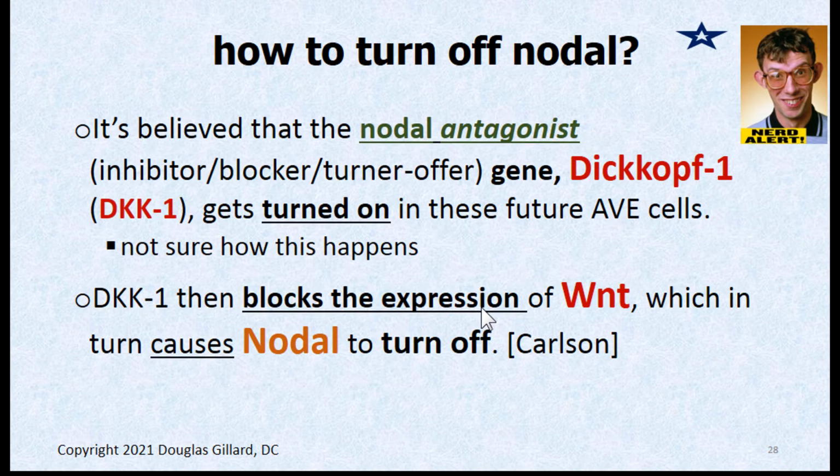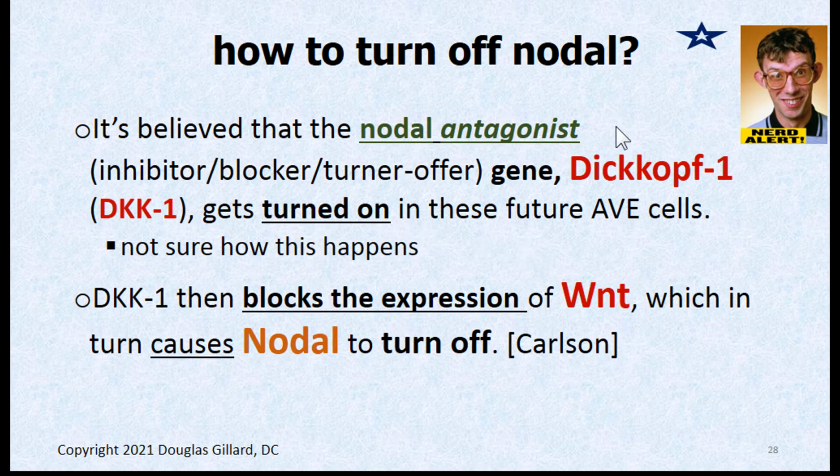So to turn off the nodal gene, which is the first step of making AVE cells, you have to turn on a gene with a terrible name, Dickoff1, named after the researcher who discovered it. How'd you like that for a last name, Dickoff? You can think of all kinds of things to say about Dickoff if you're mad at him. But it's often abbreviated as the DDK1 gene. So if the DDK1 gene is turned on, you're probably going to be an AVE cell.